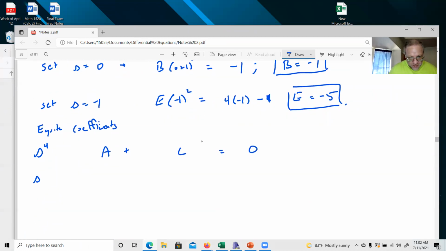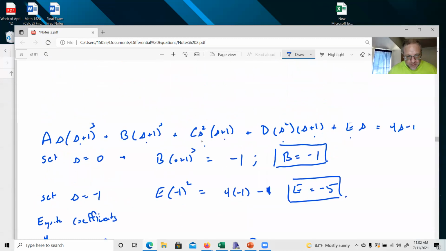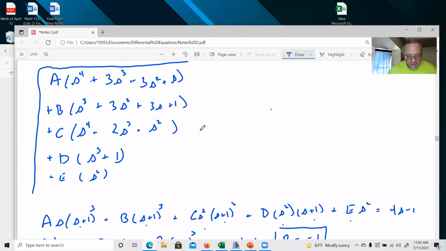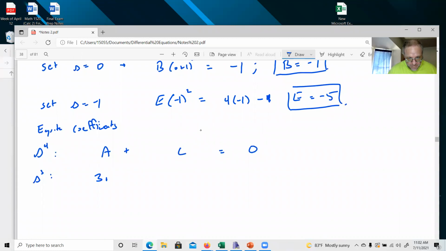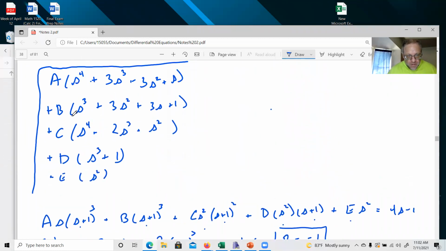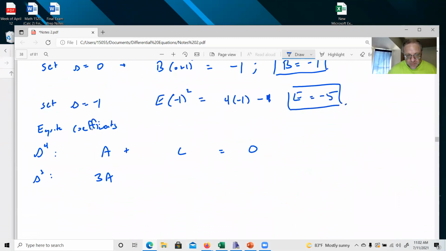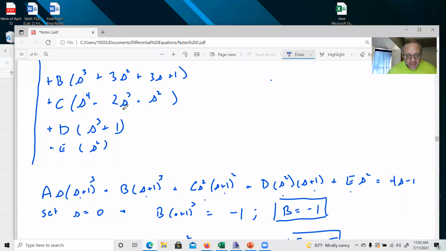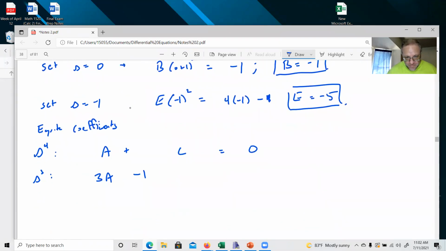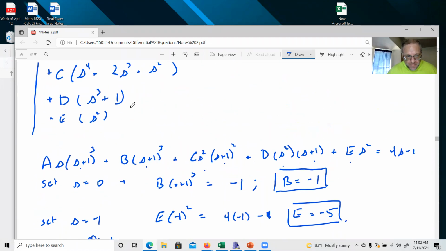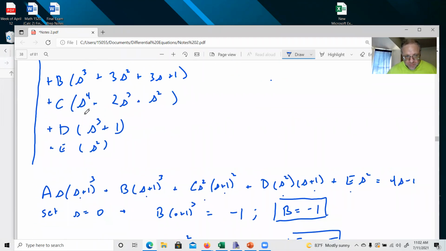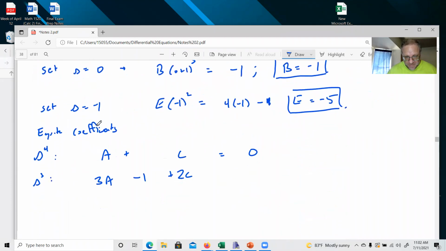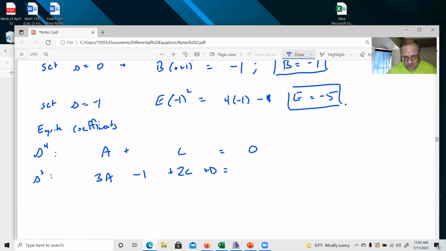Okay, my s cubed term. There's a few more of those. We have 3 a's, plus a b. b was -1. For c, we have plus 2 c's. We're on s cubed, so we have a plus d. And there were no s cubed terms on the other side.